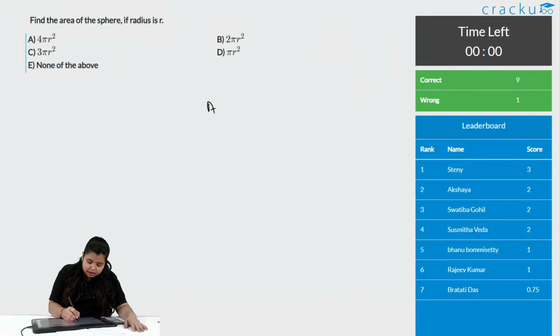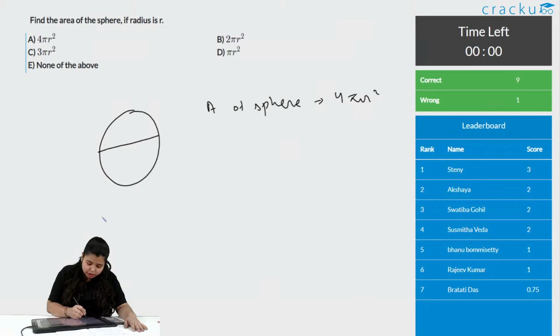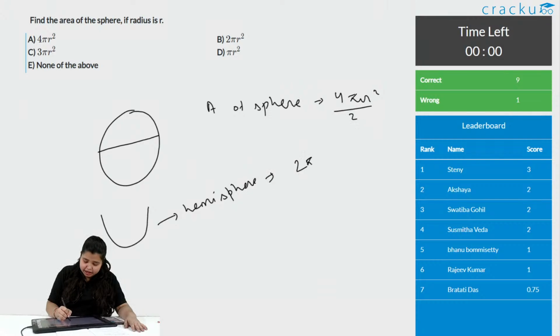If the area of a sphere is 4 pi r square and we know this is a sphere, and if we cut this into half, what we get? We get this, right? This is a hemisphere and the area of this is half of this, that is 2 pi r square. But this is considered to be curved surface area.